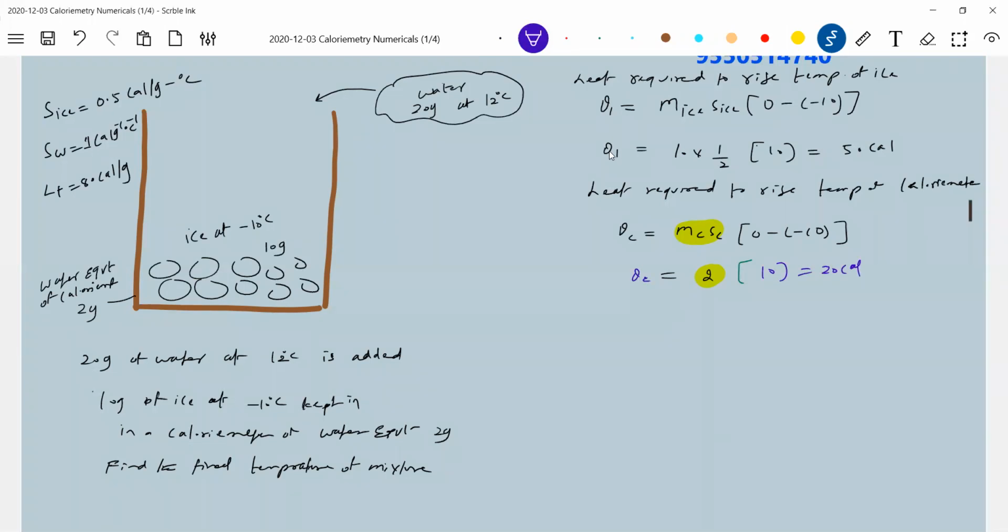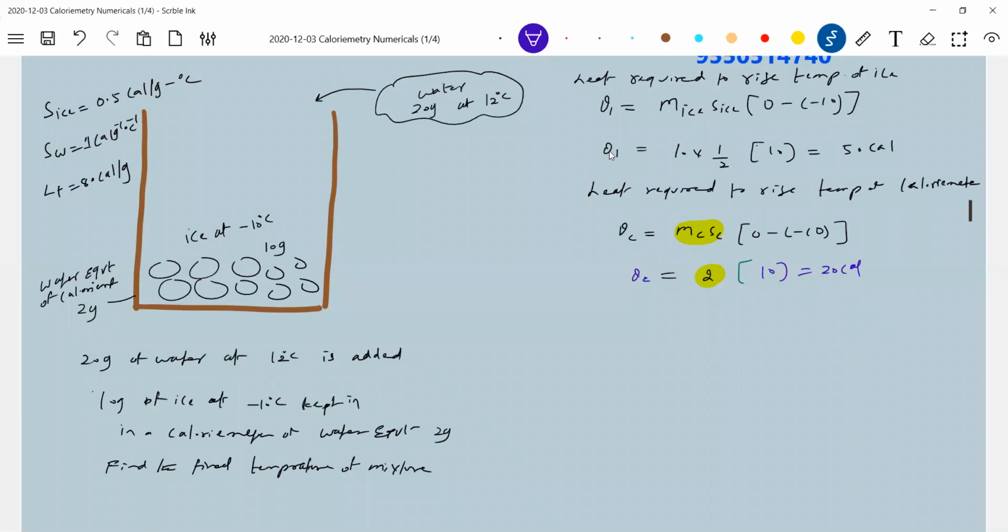So how much is needed? 70 calories. Who should provide this much of heat? The water. If the temperature of water falls from 12 to 0 degrees Celsius, tell me how much heat will be available. Roughly we can say specific heat of water is 1. So 20 into 12, 240 calories. But how much is needed? 70 calories. So remaining heat, what will happen?